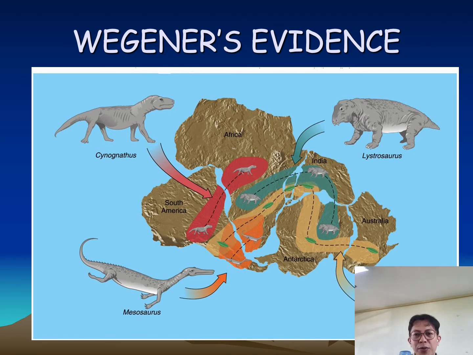Like for example, this one, Lystrosaurus, whose fossils are found in the continents of Africa, India, and Antarctica. The same with this Mesosaurus, whose remains are found on the continents of South America, Africa, India, Antarctica, Australia. So, to make the story short, for these very old animals to travel from one continent to the other, it requires a lot of energy, di ba?